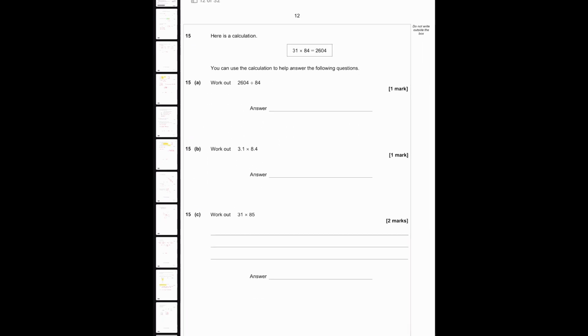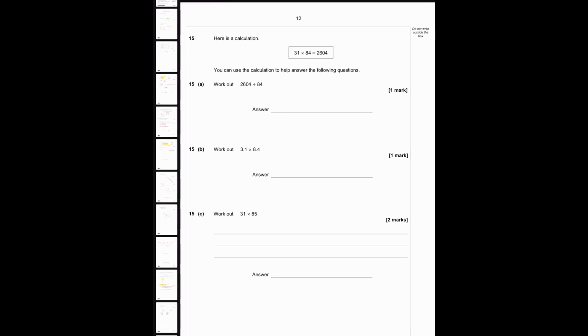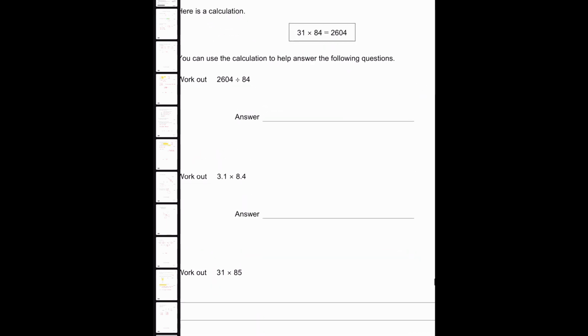Question 15 gives us the calculation 31 times 84 equals 2604. We need to use that calculation to help answer the questions underneath. Our first question is 2,604 divided by 84. If we look carefully, we can see we have a similar question to the one above, but the 84 has moved to the other side. This leaves us with 31 on the left, which is our answer.